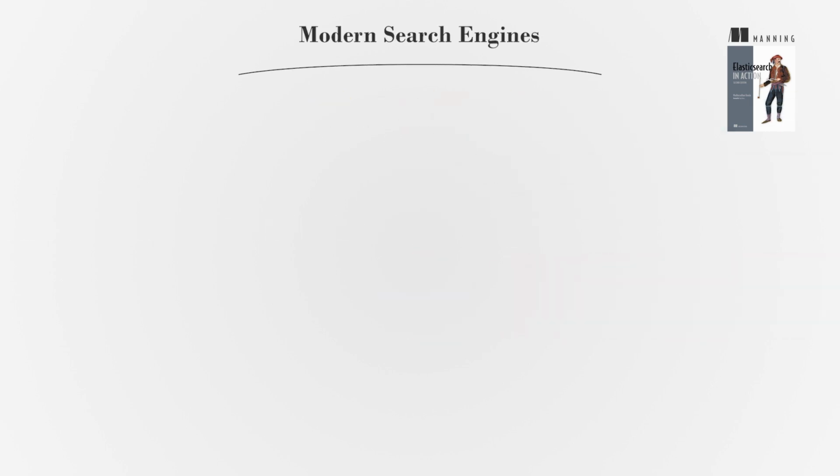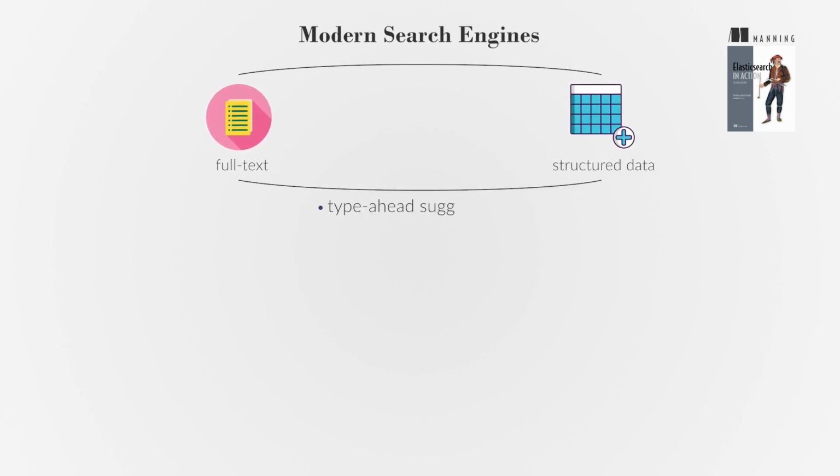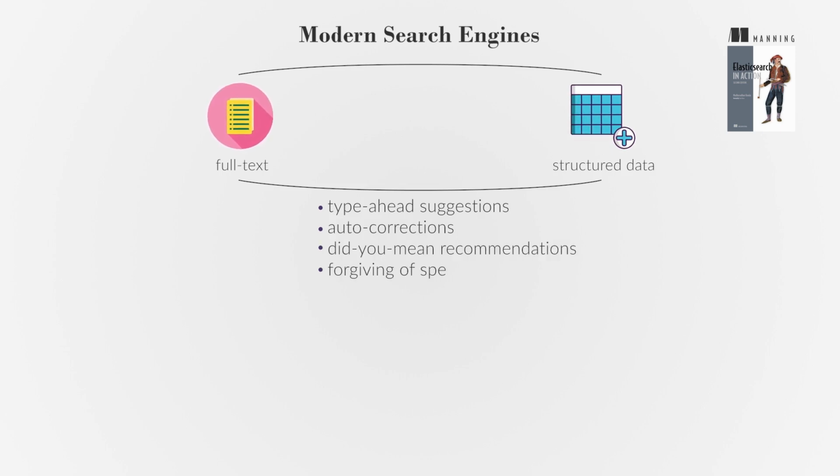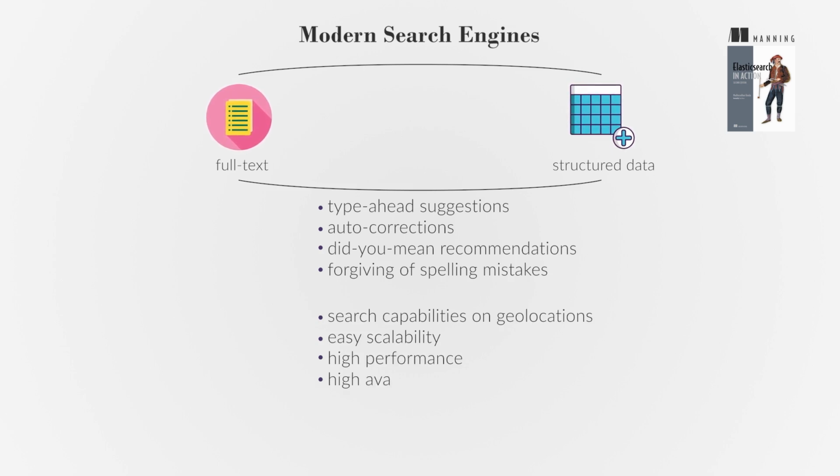Modern search engines should support full-text and structured data, provide type-ahead suggestions, auto-corrections, and did-you-mean recommendations, and be forgiving of spelling mistakes. They should also offer search capabilities on geolocations, easy scalability, high performance, high availability and fault tolerance, and support for machine learning functionalities.